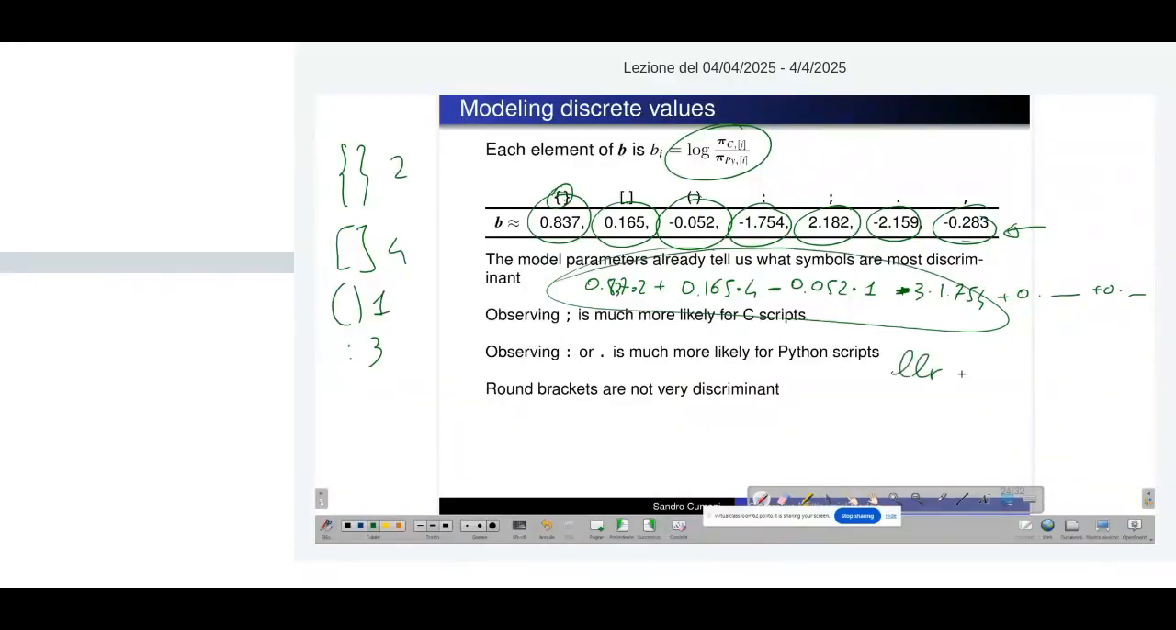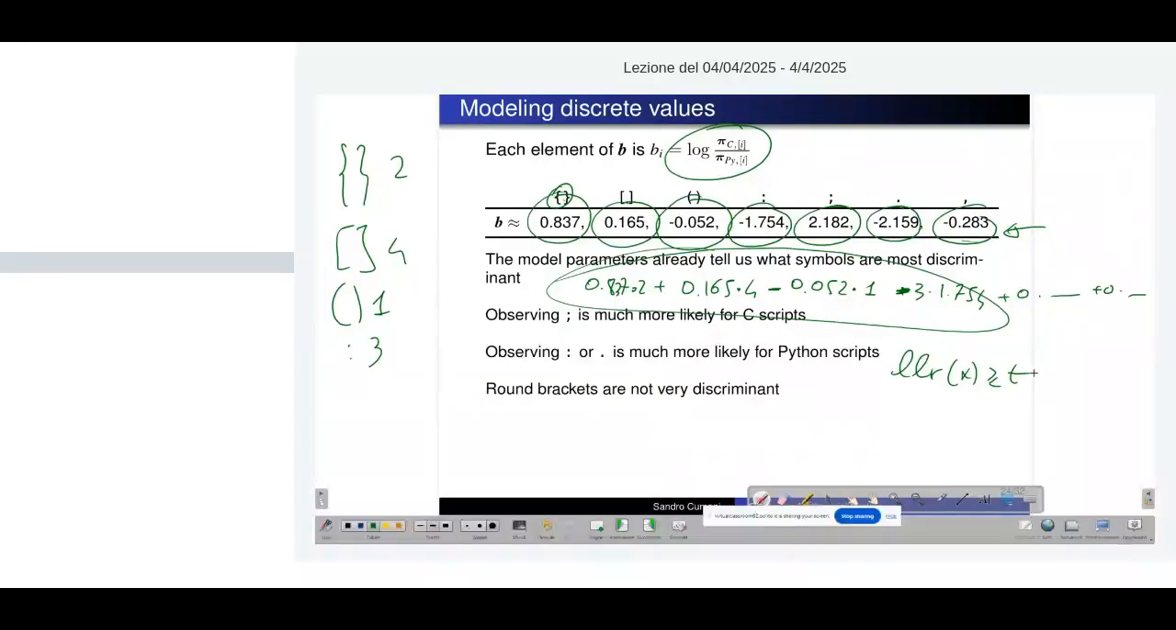Notice that my decision is the log-likelihood ratio compared with the threshold. But the log-likelihood ratio already tells us something. Even if we don't know the threshold, the higher the log-likelihood ratio, the higher our support towards the C class. The lower the log-likelihood ratio, the more negative it is, the higher our support for the Python class.